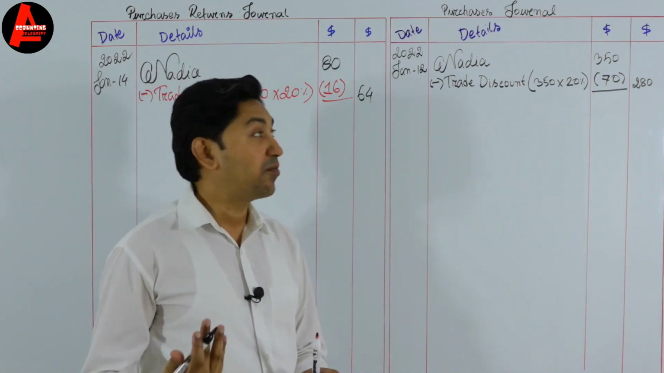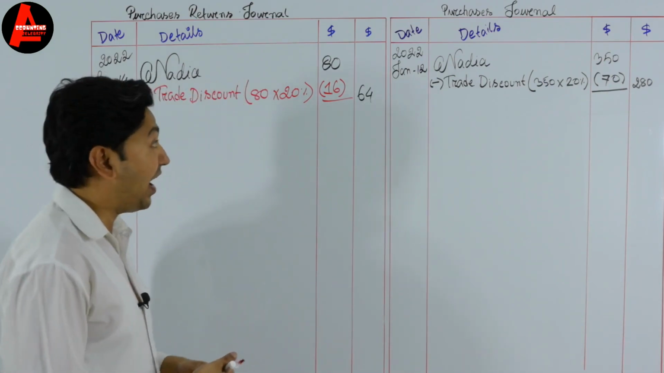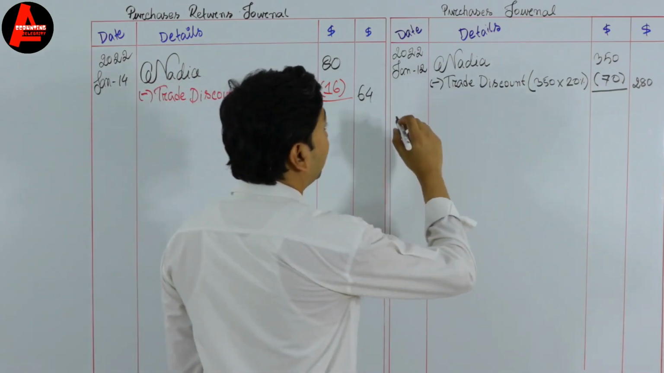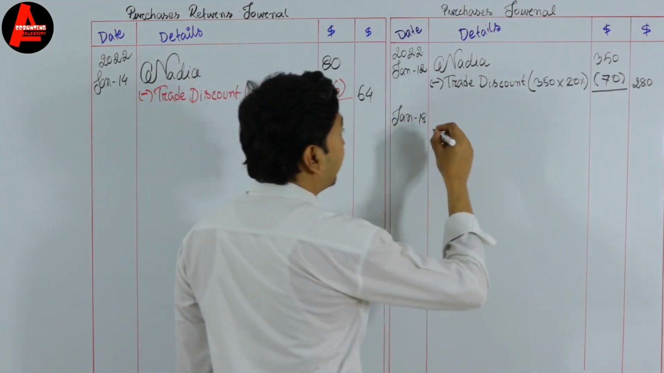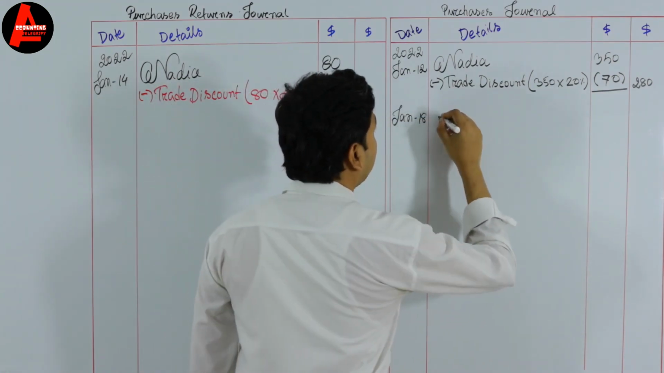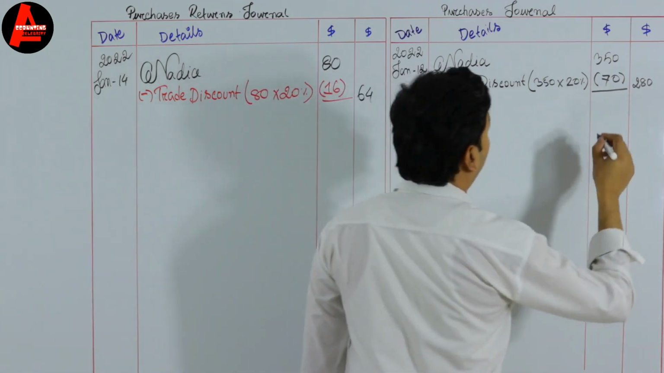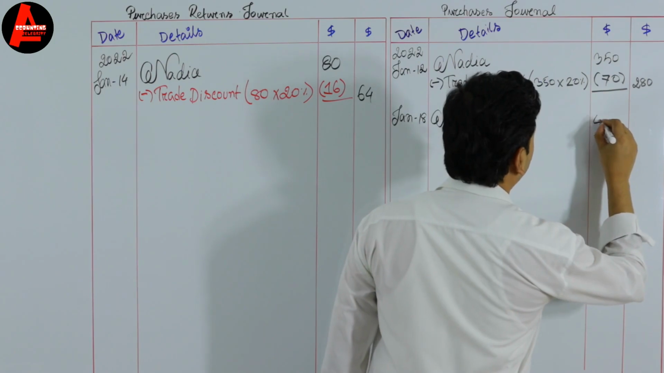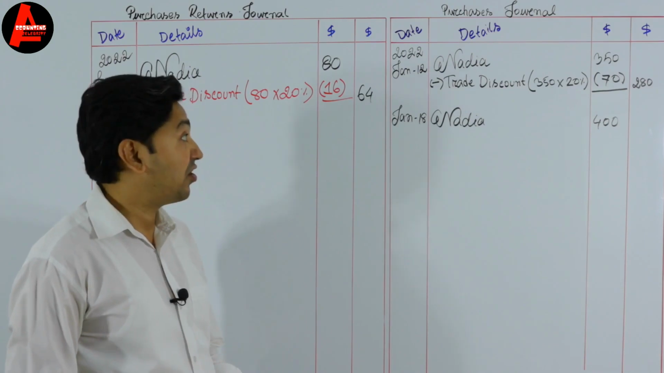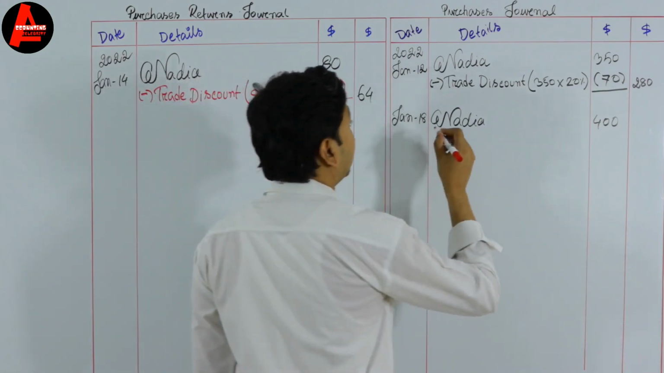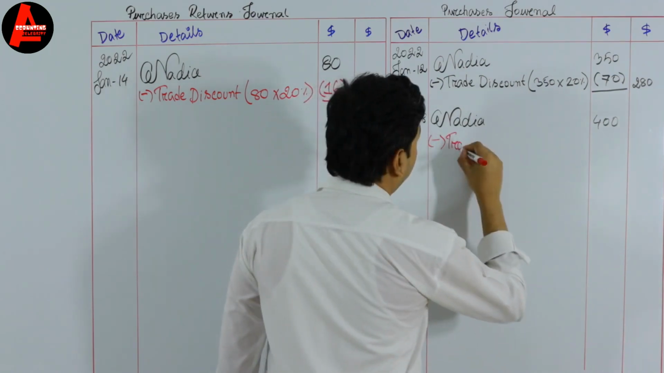Okay, so now here we have next transaction January 18. So let us write the date first, January 18. So same thing with the supplier. Supplier was Nadia. Let us write here Nadia. Okay, the list price of the transaction was $400. Okay, now what to do? Now we need to subtract trade discount, okay, which is 20%. So let us write here minus or less trade discount.